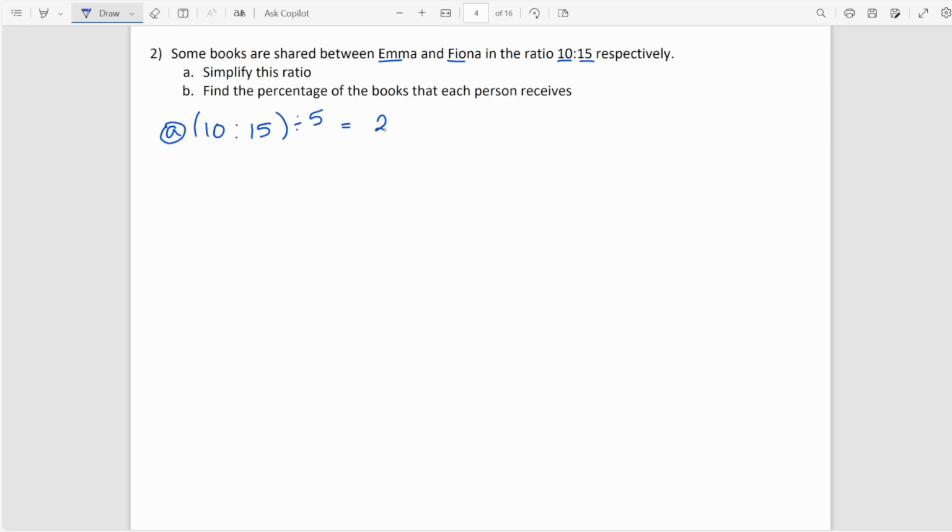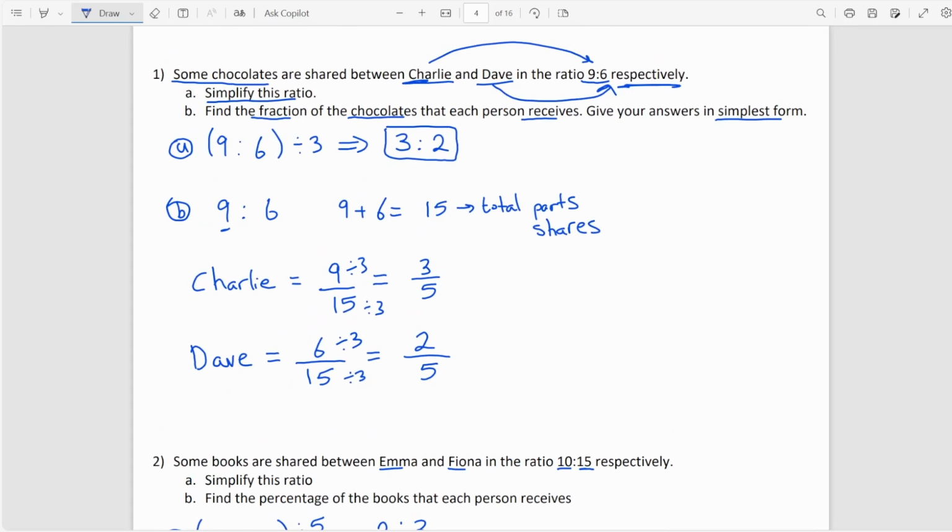And this gives us 2 to 3. So this is the simplified ratio. I just realized, by the way, in this example, I accidentally used this ratio right here. Now, there was nothing wrong with it. Adding 9 plus 6 gives us 15, which later simplified to 3 over 5, 2 over 5. But I completely forgot that I already simplified the ratio here.